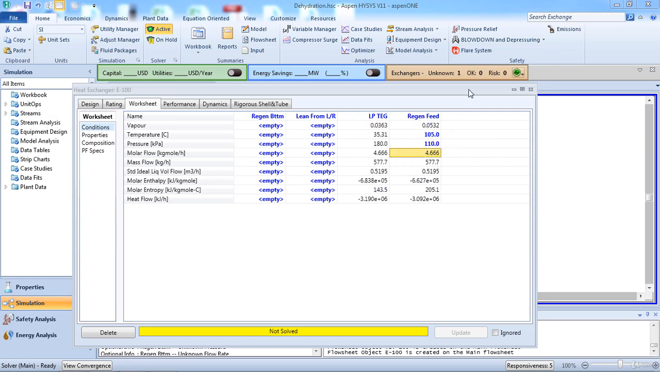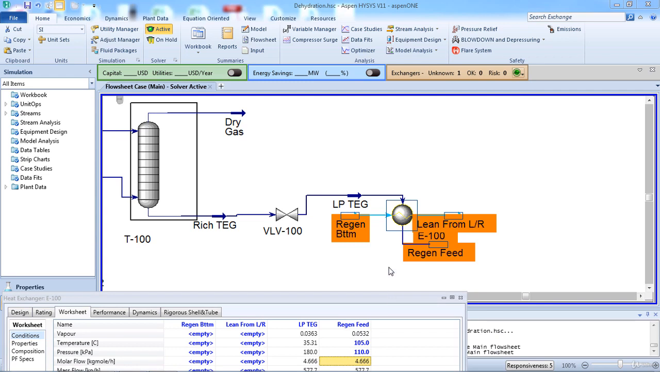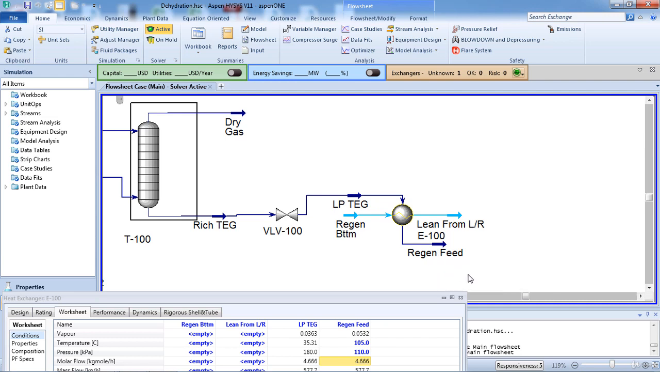Now you can find that the LP, low pressure triethylene glycol, and regen feed streams are solved, but the regen bottoms and lean from lean rich heat exchanger are not, because we know nothing about them. Now it's time to add the regen column.